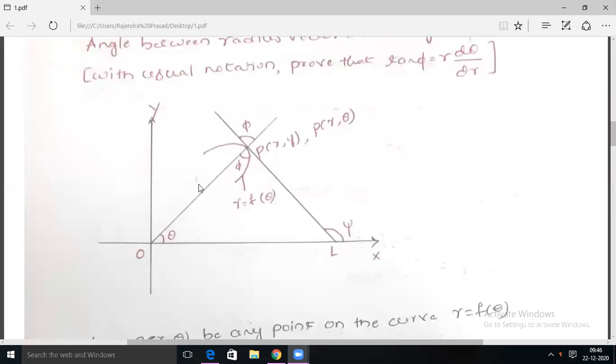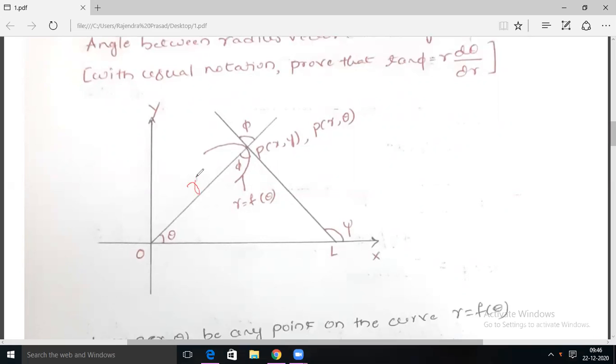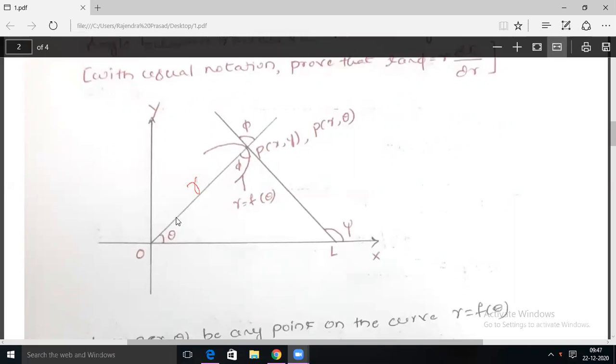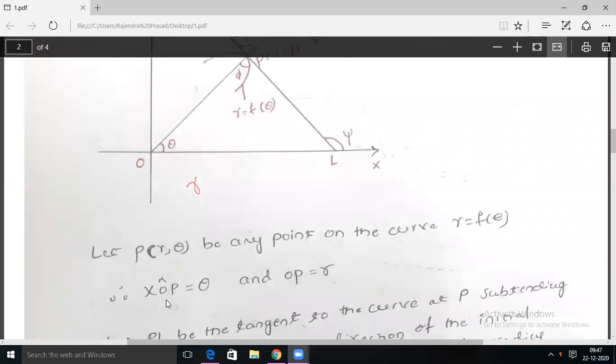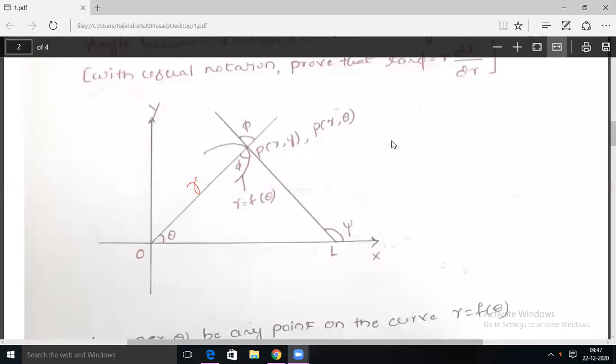Here, small r should come. Sorry, one second. So this is small r, right? OP is equal to r. XOP is equal to theta and OP is equal to small r. Right. Next.